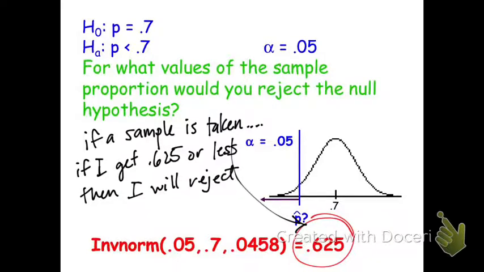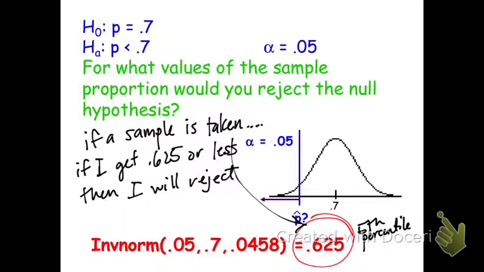So is that number not a percentile? That number represents the 5th percentile. So that means that only 5% of the samples taken get that number.